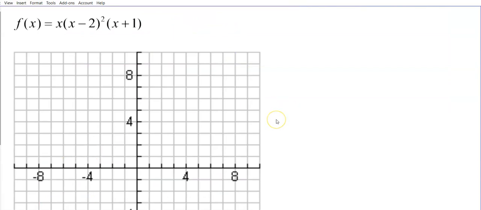Okay, let's try another one. Just kind of go through our steps here. So the first step is find the solutions. So x is already factored. x equals -1.